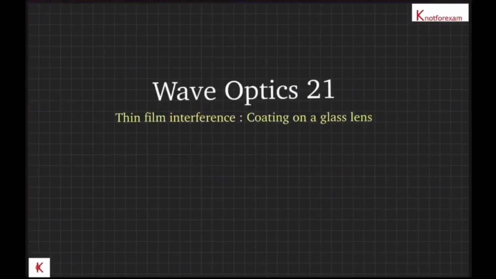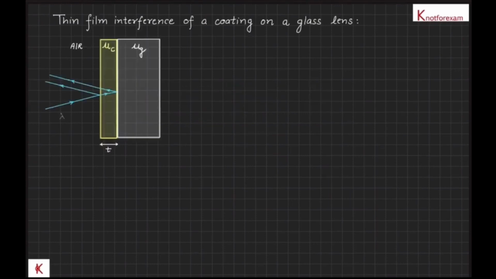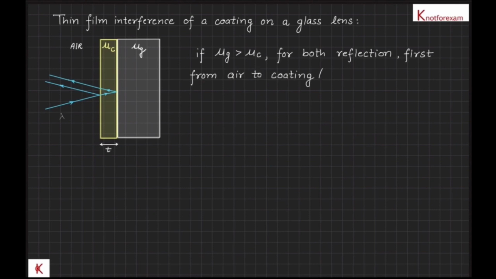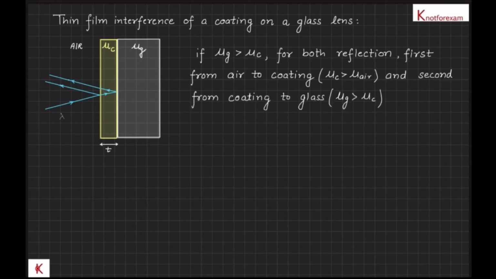We are going to talk about thin film interference of a coating on a glass lens. As shown in the figure, on a glass lens of refractive index μg, there is a coating of a material of thickness t having refractive index μc. If μg greater than μc, then for both reflections, first from air to coating where μc greater than μair, and second from coating to glass where μg greater than μc, phase shifts due to reflection are π or equivalent to 0.5 wavelength in both reflections.